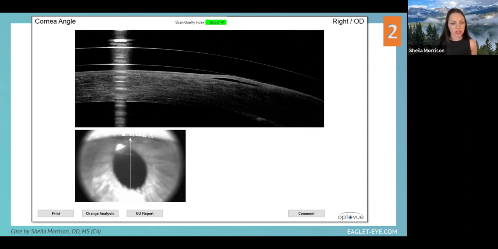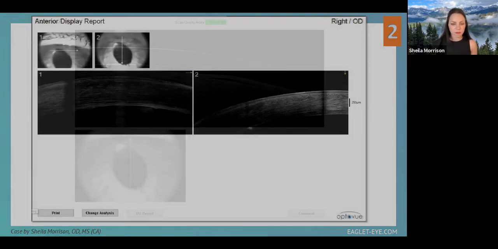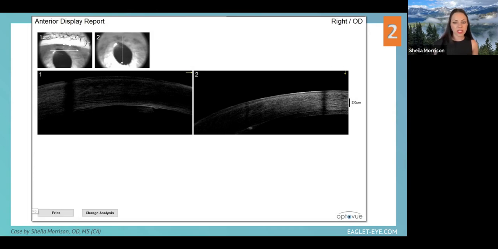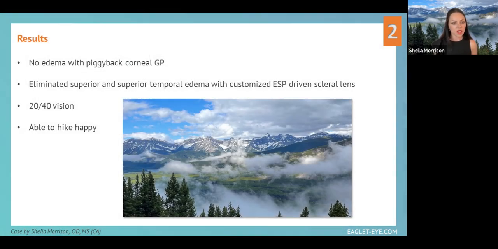So we moved him into a different lens design to include 3 fenestrations, with a channel across. And the swelling, it's a little bit harder to see, but it's the same area, and there was no edema in that area once we added those fenestrations and more oxygen flowing to the eye, all data-driven and freeform. So we were able to eliminate his edema with the customized lenses, and he was able to hike happy.